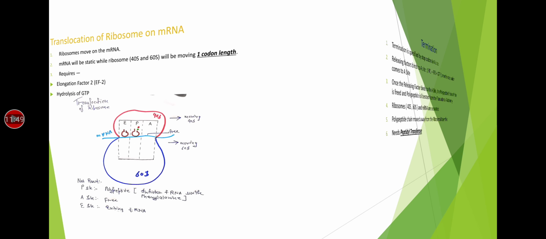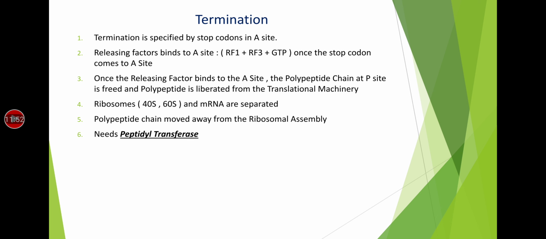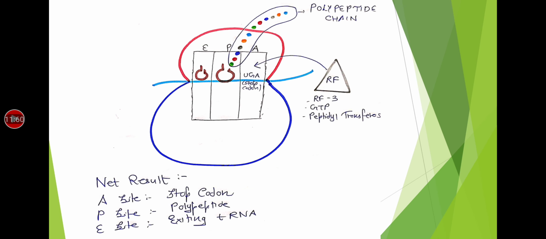So, now moving on to the next final step, that is termination. Termination is specified by stop codons in A site. Look at this particular diagram. When a particular stop codon like UGA or UAA or UAG comes at A site, it is a signal that now it is the time to stop translation. When the stop codon comes in A site, then the A site is bound by certain factors, which are called releasing factors. These are releasing factor 1, releasing factor 3 and GTP.